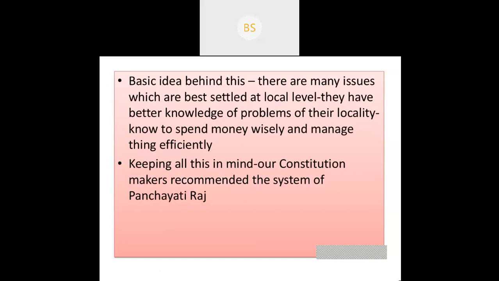Now, keeping all this in mind, those who framed the constitution, those who framed the Indian government and wrote the rules and regulations, said we should introduce a system which was known as Panchayati Raj. You understood, children, this? Yes, ma'am. The constitution makers recommended this system known as Panchayati Raj.